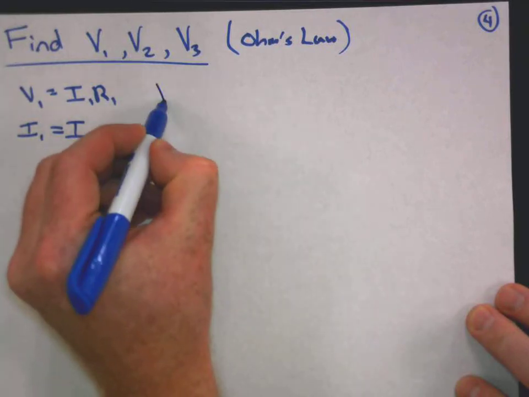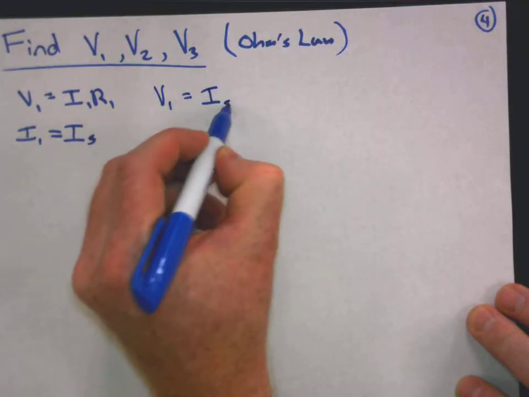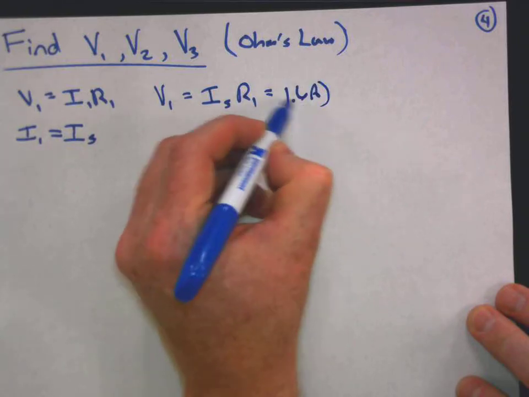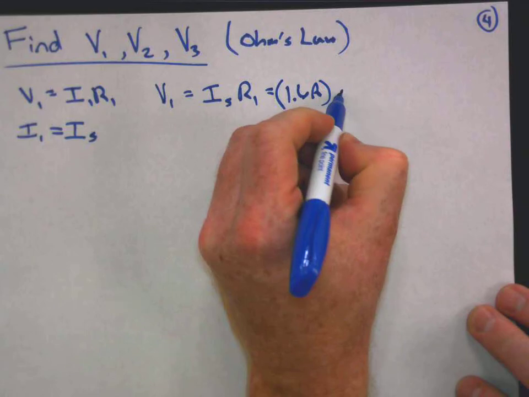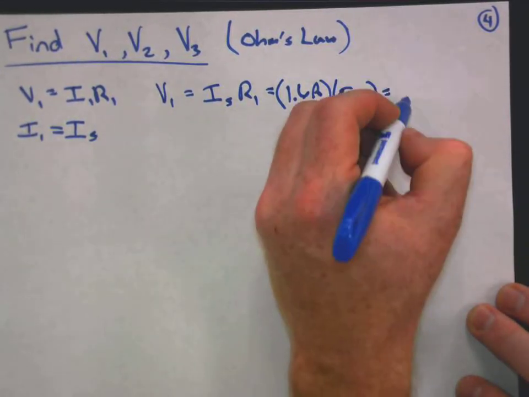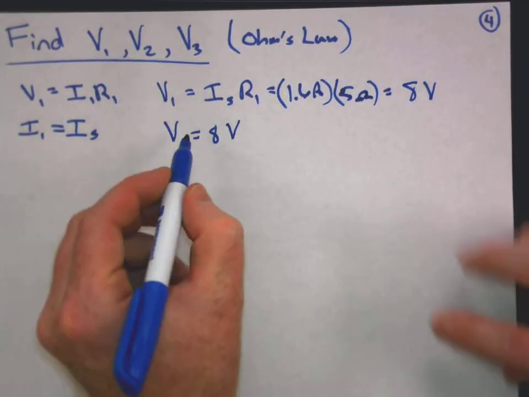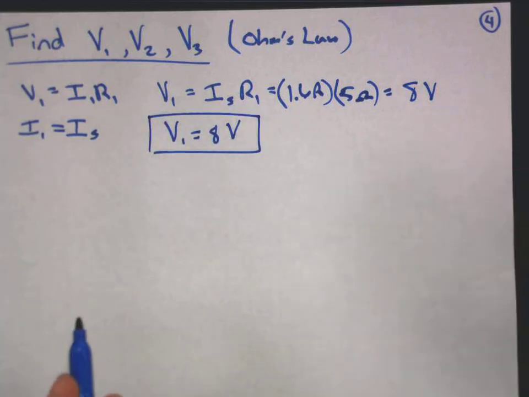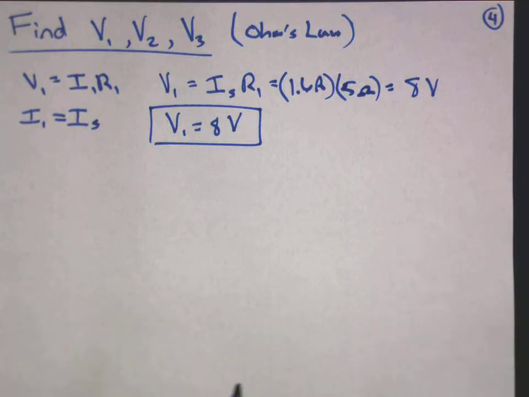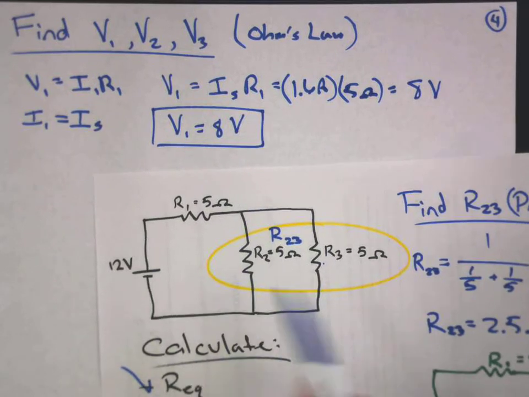So watch this. Voltage drop of 1 is equal now to the current through the source times R1, and that is 1.6 amps. And R1 is 5 ohms. And I get 8 volts. V1 equals 8 volts. Rewrite so it's clear. Box around the answer. And I'm on my way. Now I can't go right to finding voltage drop of 2 and 3 because I have to acknowledge something first.